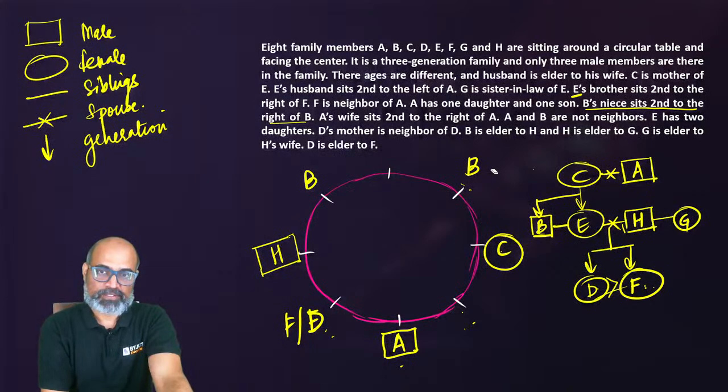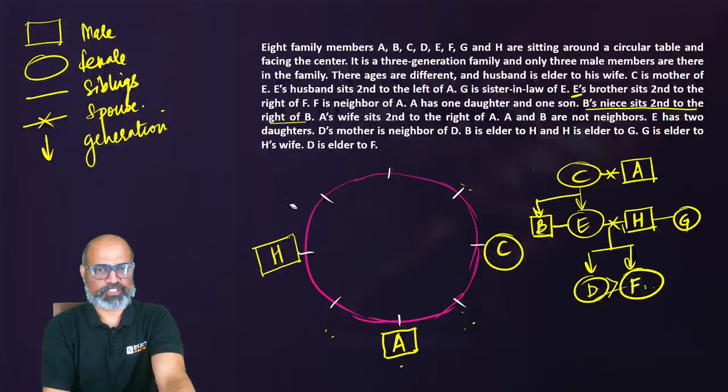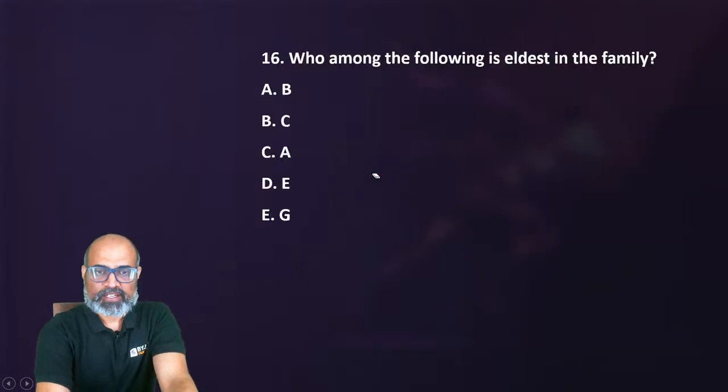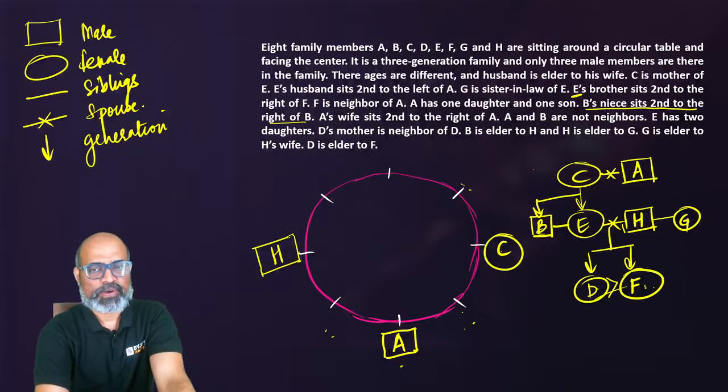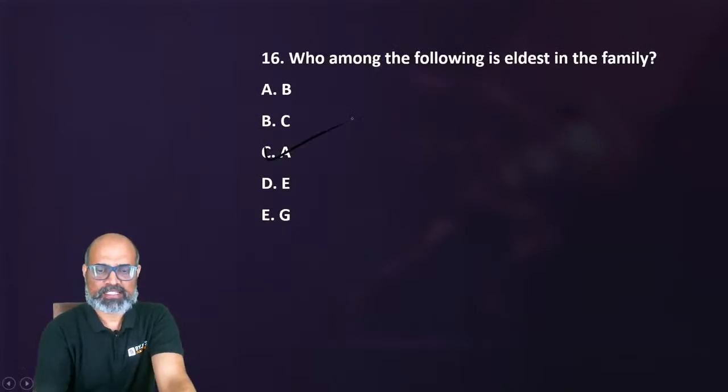We will have to start someplace. Let's look at the questions first. Who among the following is eldest in the family? Doesn't require any of this, right? A is the eldest.